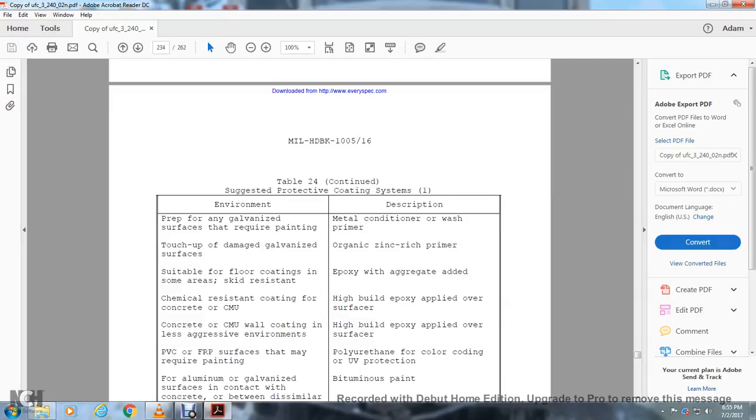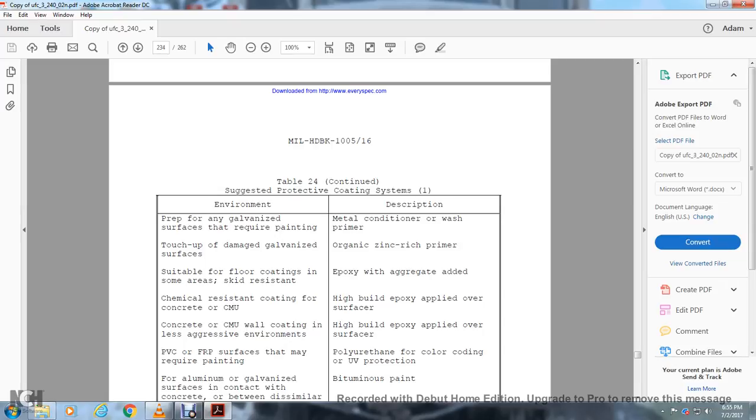Prep for any galvanized surface that requires painting: metal conditioner or wash primer. Touch up damaged galvanized surfaces with an organic zinc-rich primer. Suitable flooring coatings for some areas are skid-resistant epoxy with aggregate added. For some chemical-resistant coatings on concrete and CMU, a high-build epoxy is applied over the surfaces.